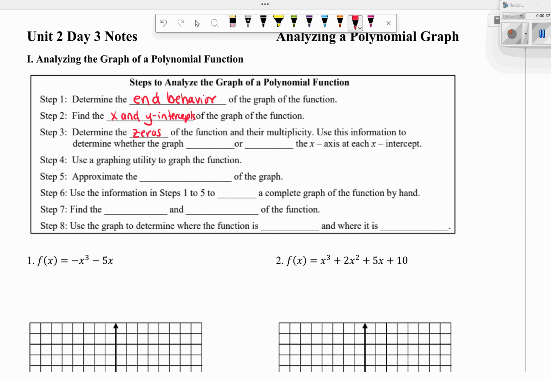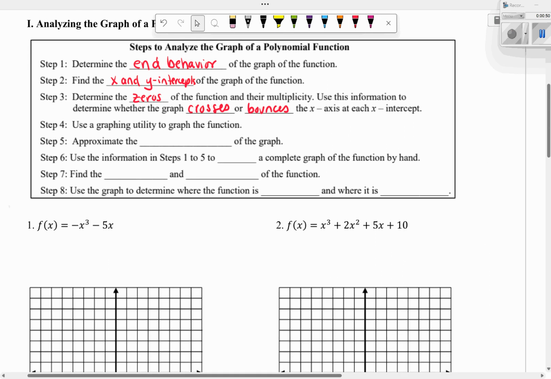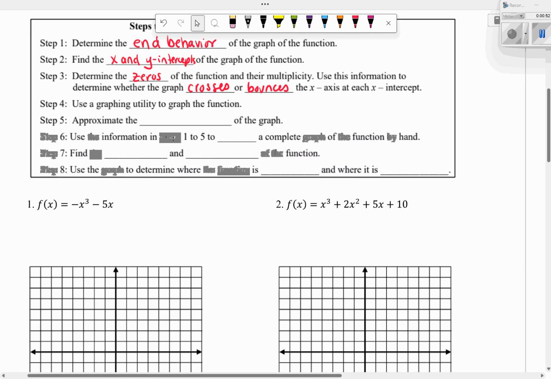We're going to use this information to determine whether the graph crosses or bounces at each x-intercept. And then if we need to, we'll use a graphing utility to help us graph a function. So let's just go ahead and start looking at this first equation that we have right here.